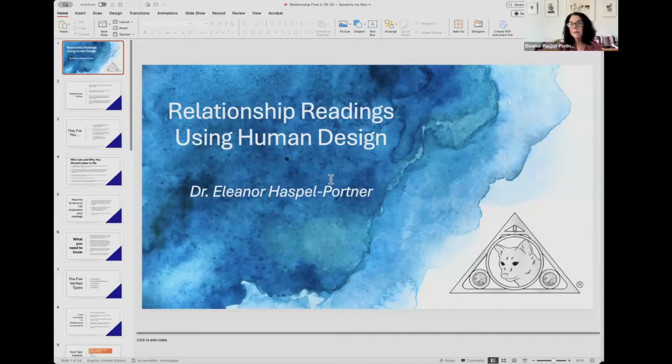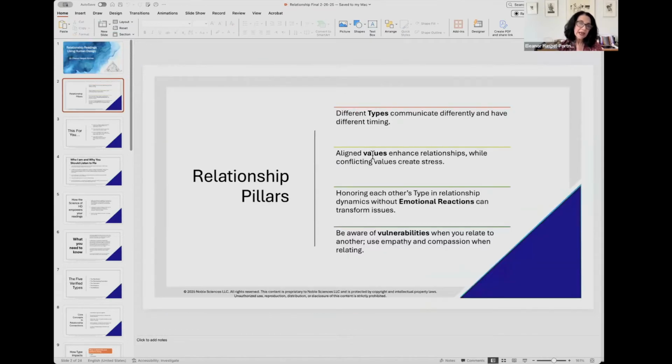We're going to be talking about relationships in human design readings. There are a number of pillars, as I call them, for what you want to look for in relationships. There are different types, and they communicate differently and have different timing. In a relationship, you want to make sure that you have aligned values, because those values will enhance the relationship if they're aligned, or if they're not aligned, they may create some conflicts for you.